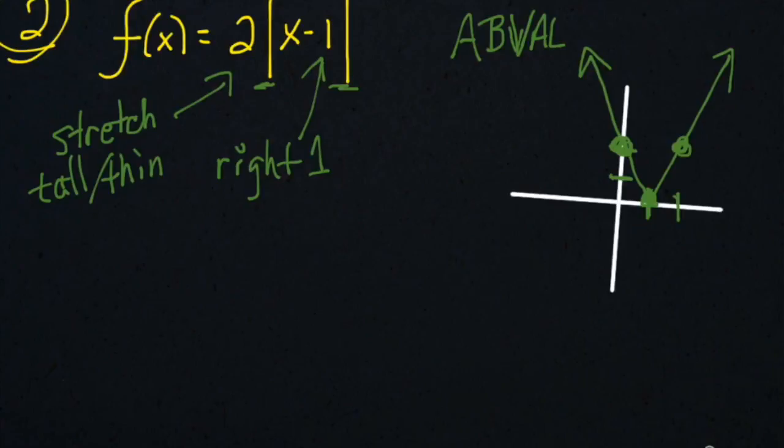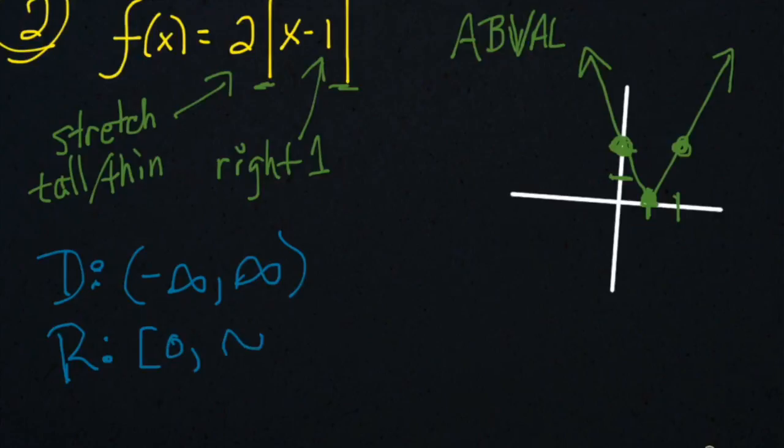Okay? Let's go ahead and do our domain and range for our absolute value. Domain's super easy. Domain goes from negative infinity to positive infinity. And the range starts where? Look at the y values. Don't tell me it starts at positive 1. It starts at 0 and goes to positive infinity.